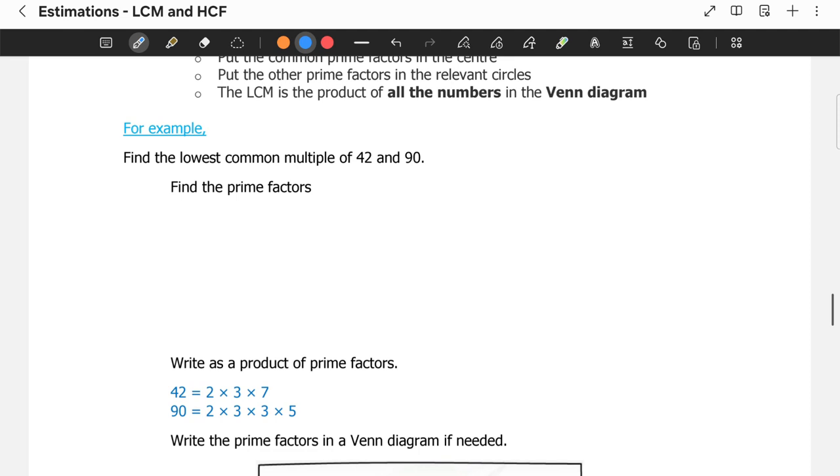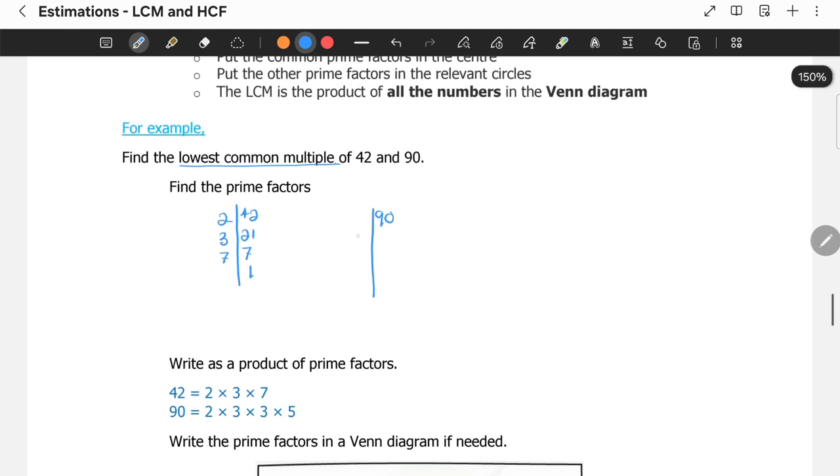So again, we had 42 and 90. If we had been asked to find the lowest common multiple, we do it the same way, 42 and 90. 2 into 42, 21. 3 into 21, that's 7. 7 into 7, that is 1. 2 into 90, that is 45. 3 into 45, that is 15. 3 into 15, that is 5. 5 into 5, that is 1.